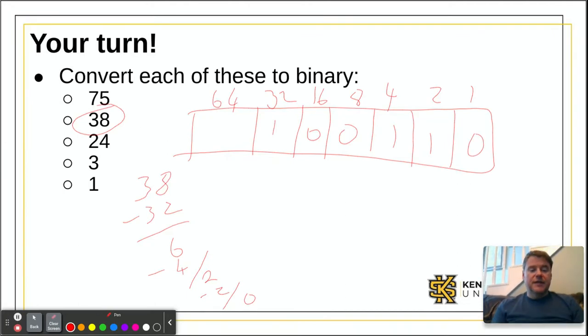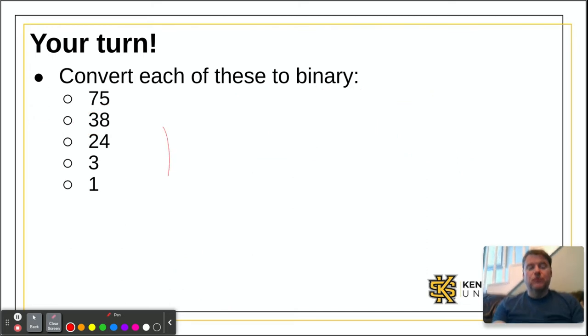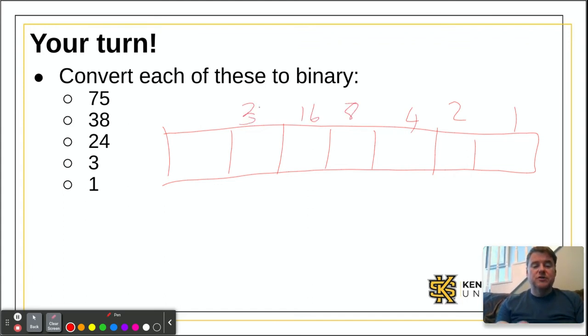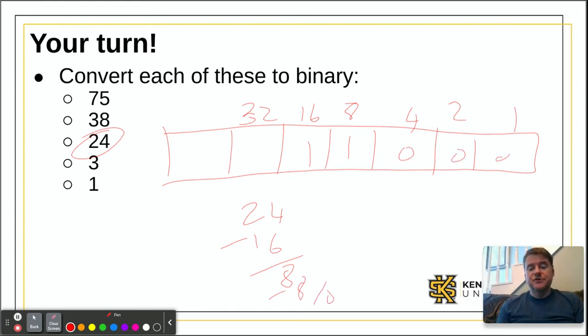All right. And then we're going to clear off the screen. I'm going to do number 24. Hopefully you've done these already and you know these answers. If not, you really should do some of them yourself. This is 1, this is 2, this is 4, 8, 16, and 32. All right, so we're doing 24. So the largest number is 16. 24 minus 16 is going to be 8. All right, and then 8 is the next largest number, and that's going to leave you with 0. So we're done. We fill in all the zeros, and we get 1, 1, 0, 0, 0.